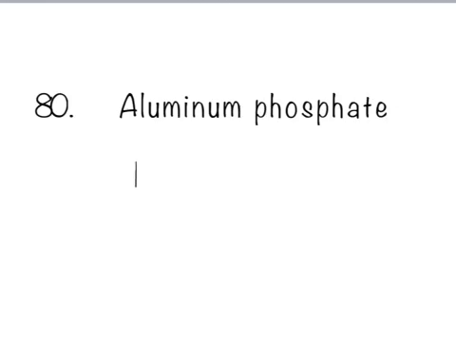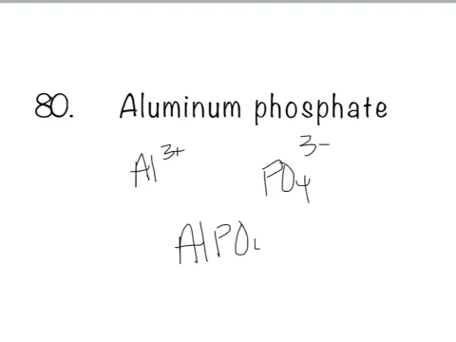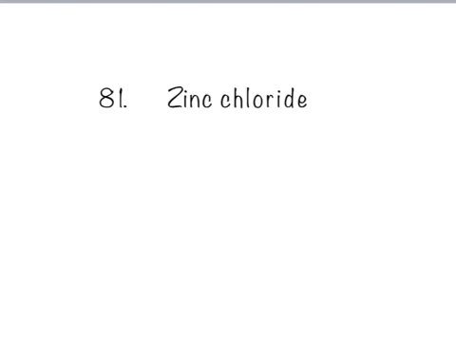Okay, aluminum phosphate, we know aluminum is always 3+. Phosphate, polyatomic ion, is PO4 3- because they are equal and opposite, they cancel. AlPO4 is aluminum phosphate. Zinc chloride, we know zinc is 2+. We know chloride is Cl, it's 1-, so the formula is ZnCl2.